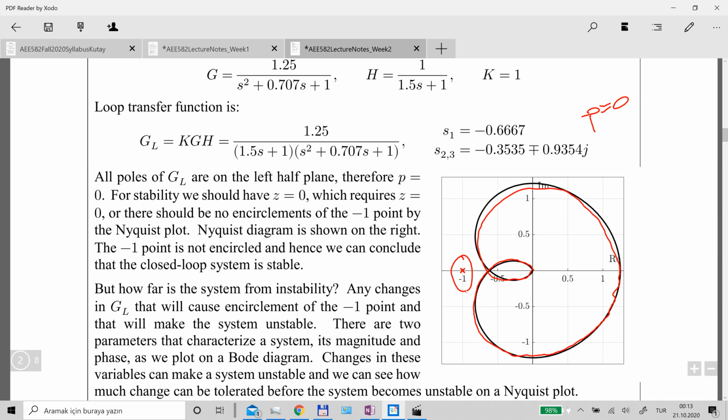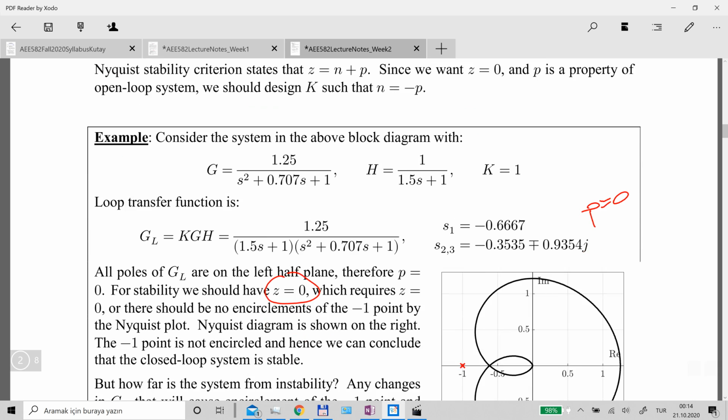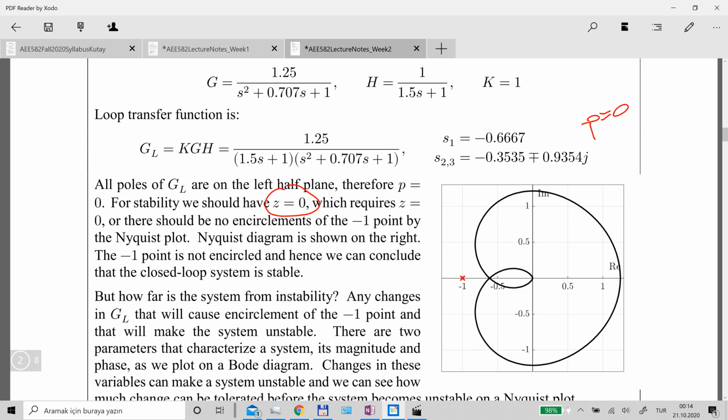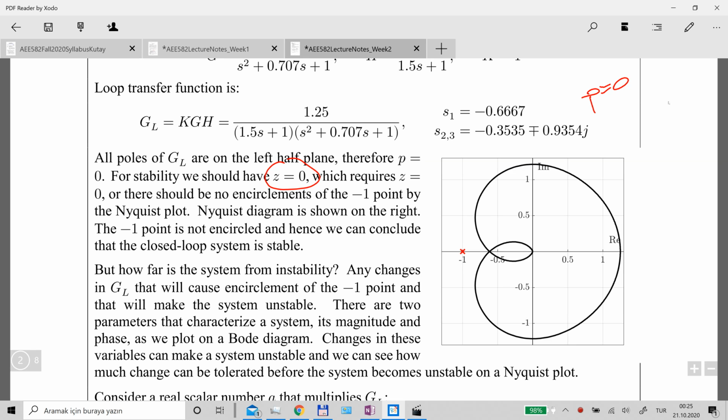So the encirclement of the -1 point is actually 0. So we have P equal to 0, and Z is equal to 0 as well. I think I didn't write that here, but if you go back to that criterion, Z is equal to N plus P, and both N and P are equal to 0, and Z is equal to 0 as well, which means the closed loop system is stable. So at this point, we know that our system is stable without having to calculate the closed loop transfer function.